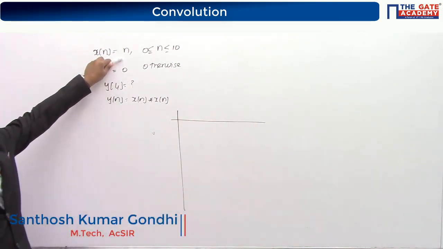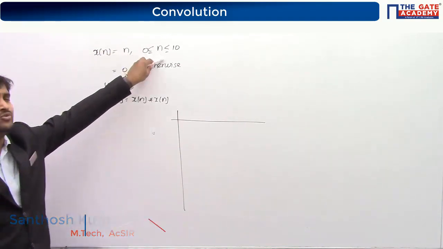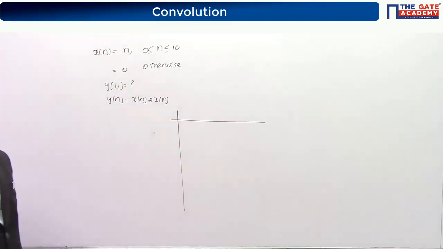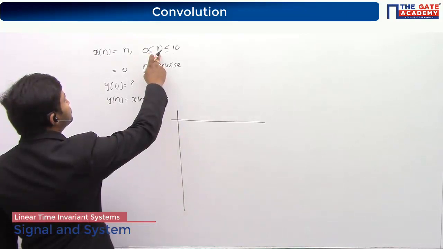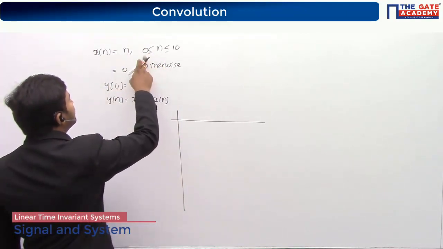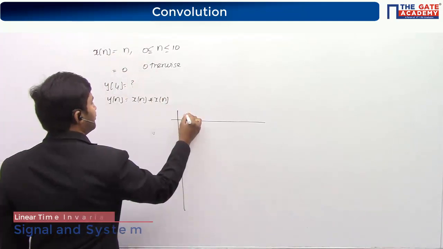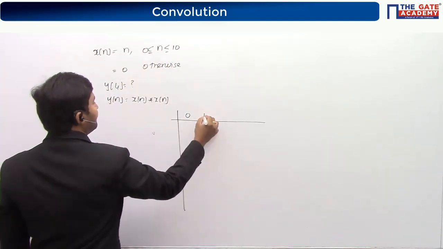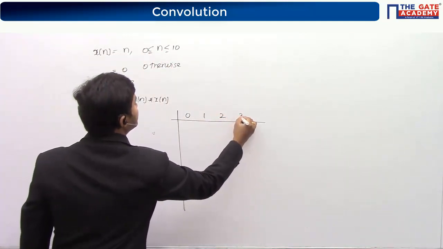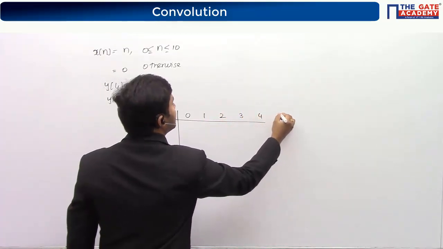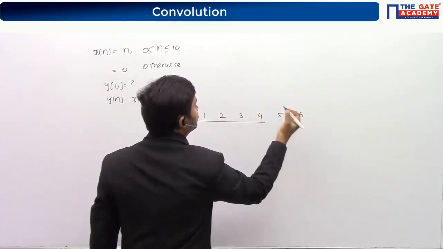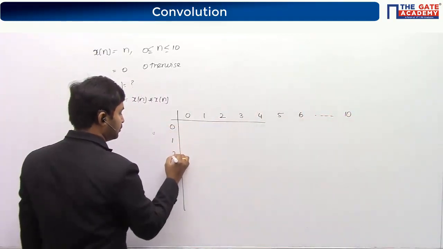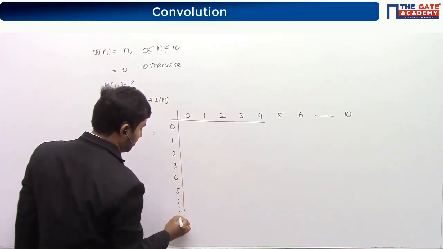X of n is given as n. Whatever the time value is, the same will be the value of x of n when n is between 0 and 10. If I start with n equal to 0, x of 0 is going to be 0. If I take n equal to 1, x of 1 is going to be 1. X of 2 is going to be 2, x of 3 is 3, x of 4 is 4, x of 5 is 5, x of 6 is 6, and so on up to 10. Similarly here also 0, 1, 2, 3, 4, 5 and so on up to 10.